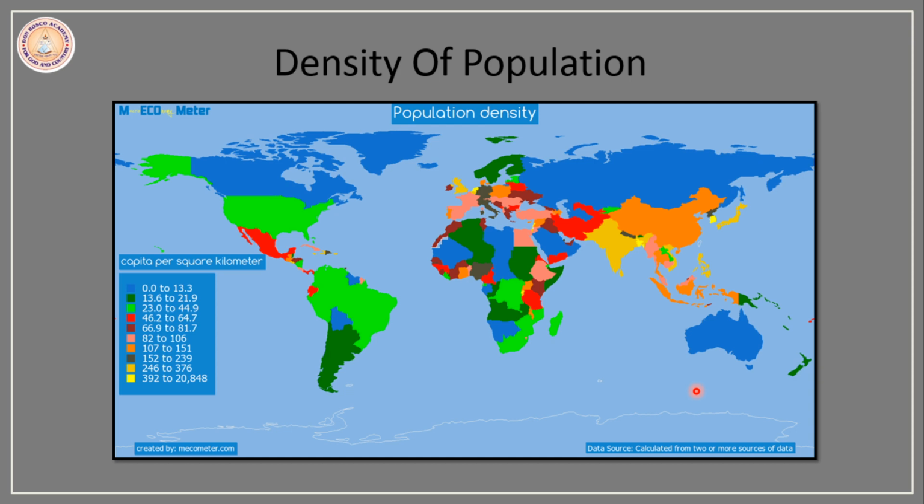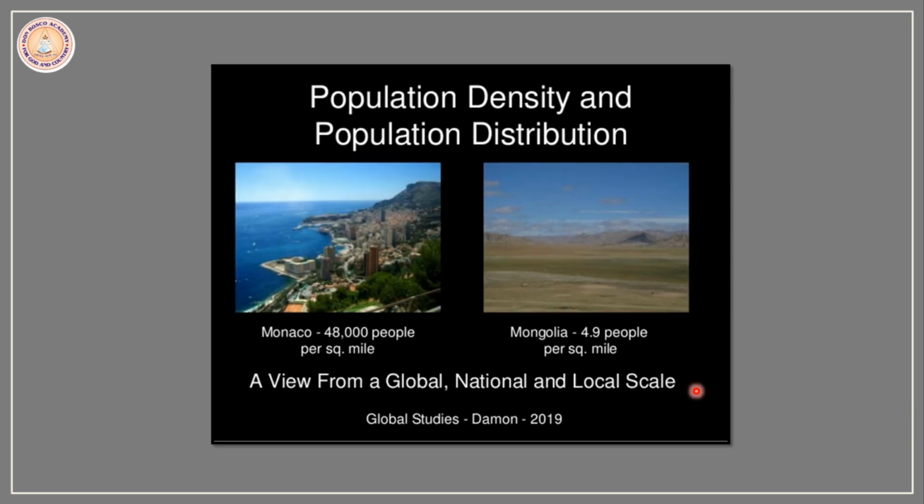There are several anomalies, such as, now take the case of a small country, Monaco. It is having 48,000 people per square mile. Now, a mile means about 1.6 kilometer. That means there are 48,000 people per 1.6 kilometer.